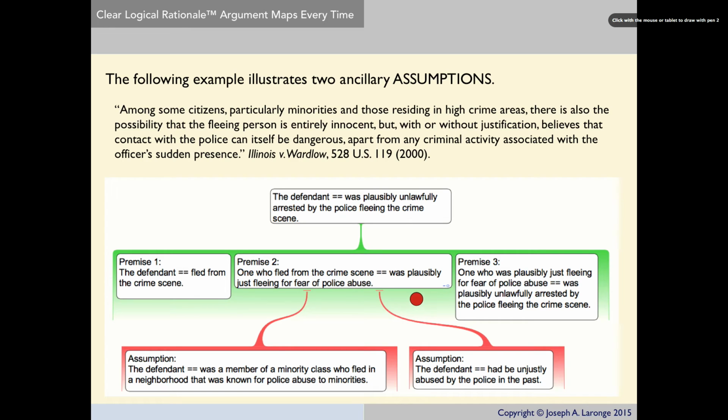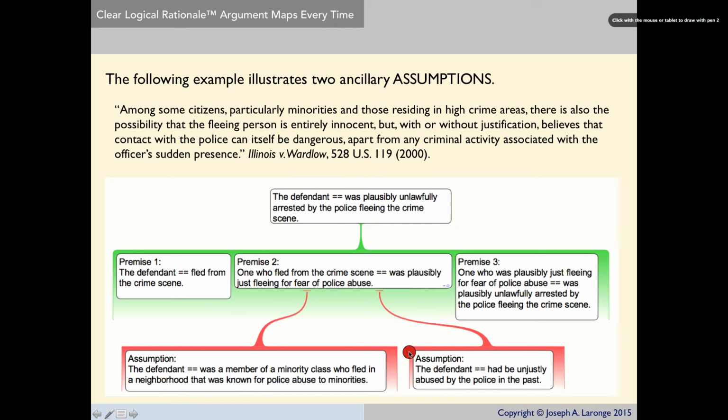So here, thinking about this dissent, what assumption might be helpful for this premise 2 to be considered true? Remember, premise 2 is one who fled from the crime scene was plausibly just fleeing for fear of police abuse. Well, one assumption is the defendant was a member of a minority class who fled in a neighborhood that was known for police abuse to minorities. So if this was true, it could help lend some credence to the truth of this premise right here.